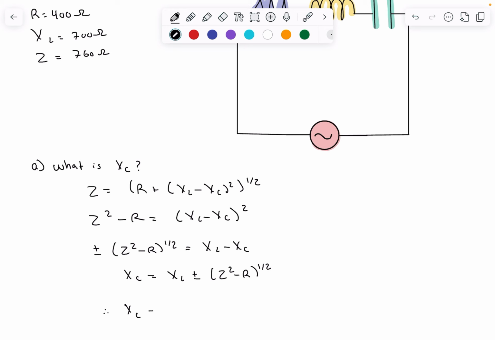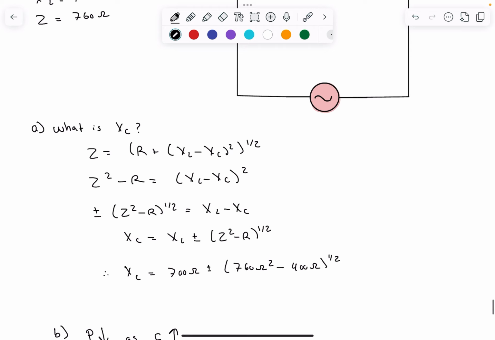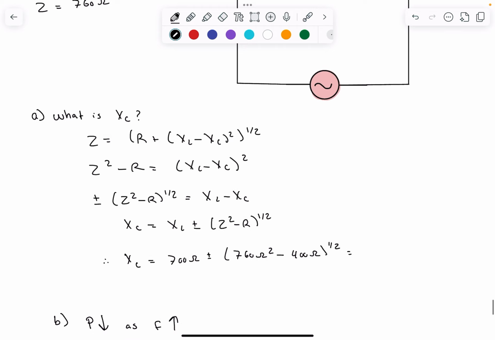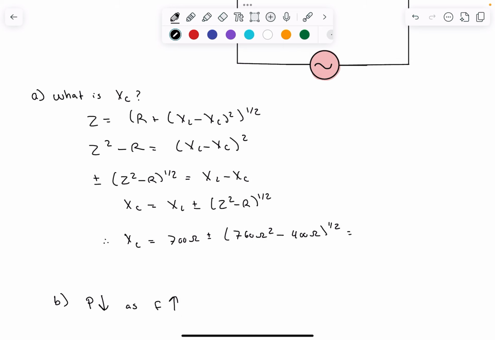Therefore, XC is equal to 700 ohms plus or minus (760 ohms squared minus 400 ohms squared) to the 1/2. And that is going to be equal to, here I just did it for both of them, the positive one is 1.35 kilo ohms, and then if you take the negative sign, you get 53.8 ohms.